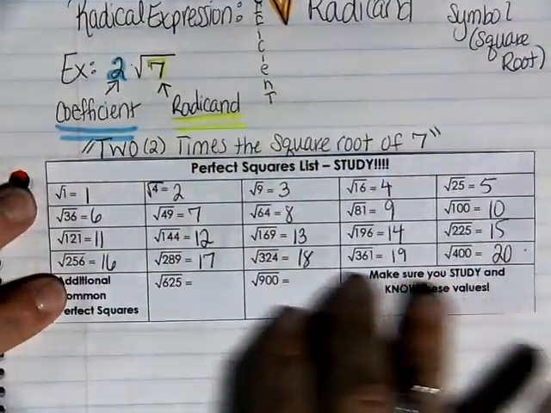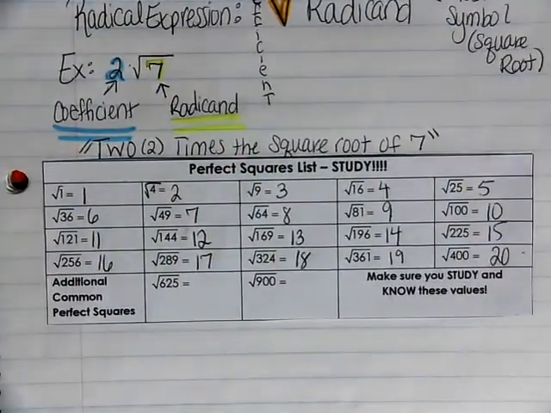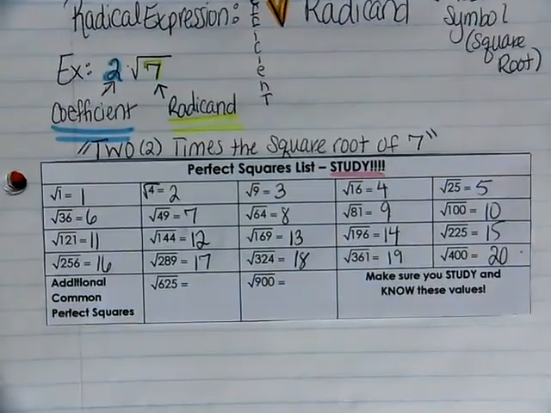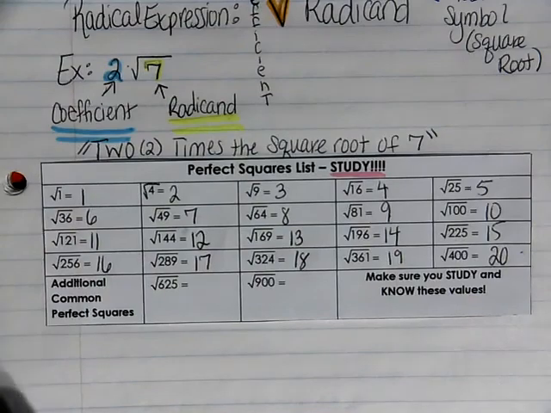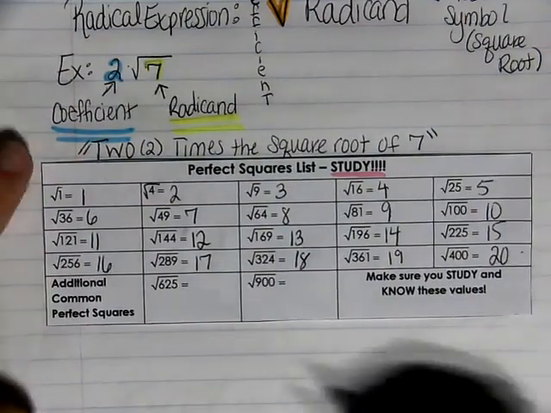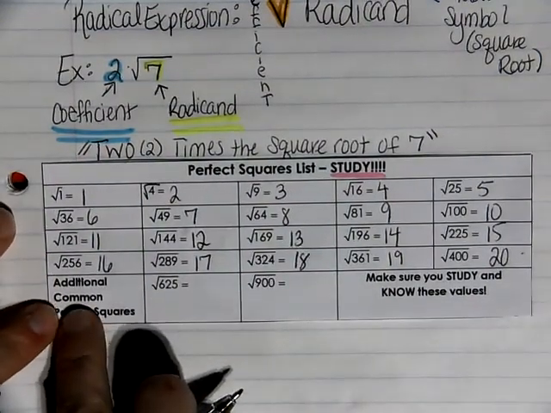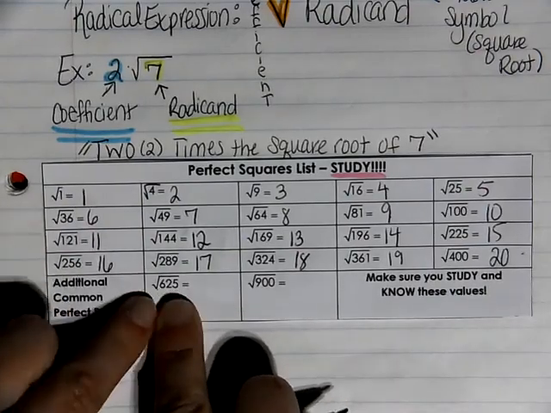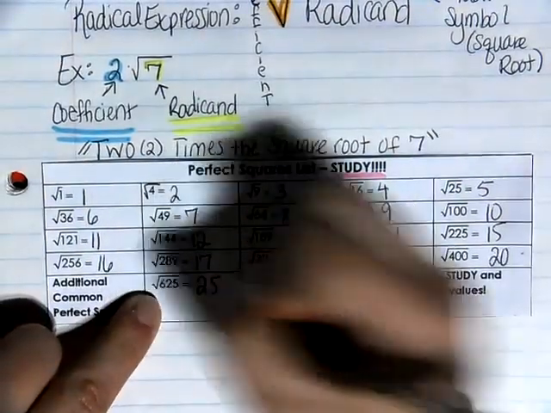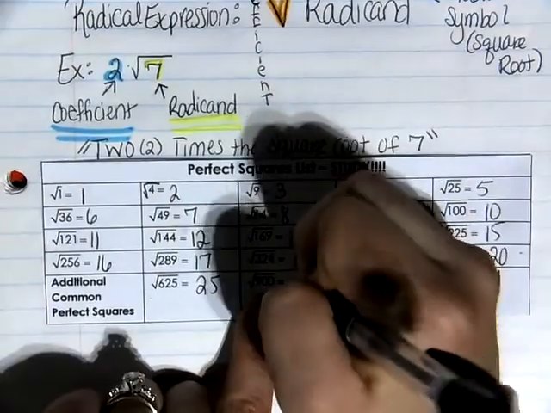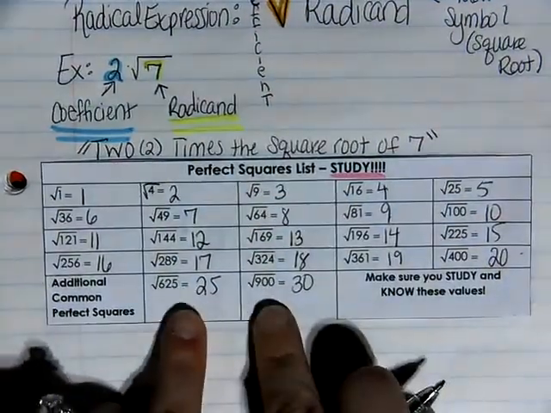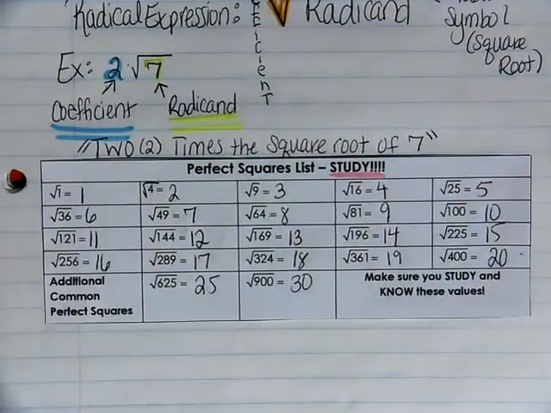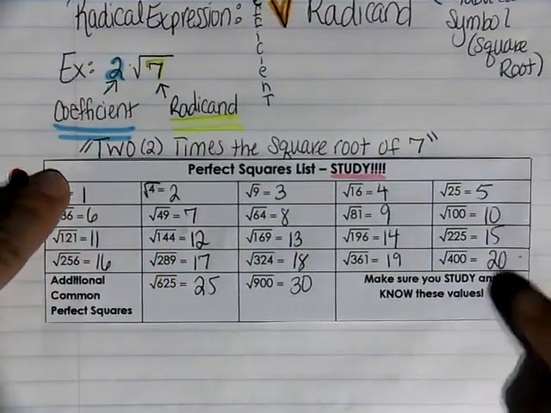These are the ones that I need you guys to study because they will appear over and over and over again in our problems that we will be working with. Some additional common perfect squares that you will see are the square root of 625, which is 25, and the square root of 900, which is 30. These are ones that generally appear a little bit more often outside of the 1 through 20.